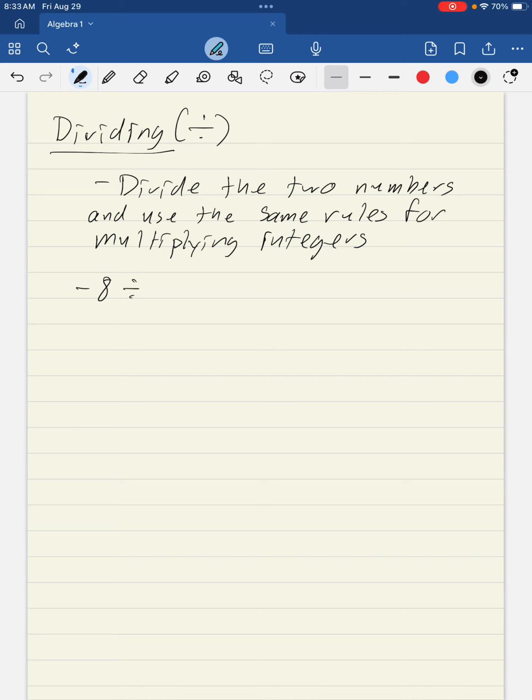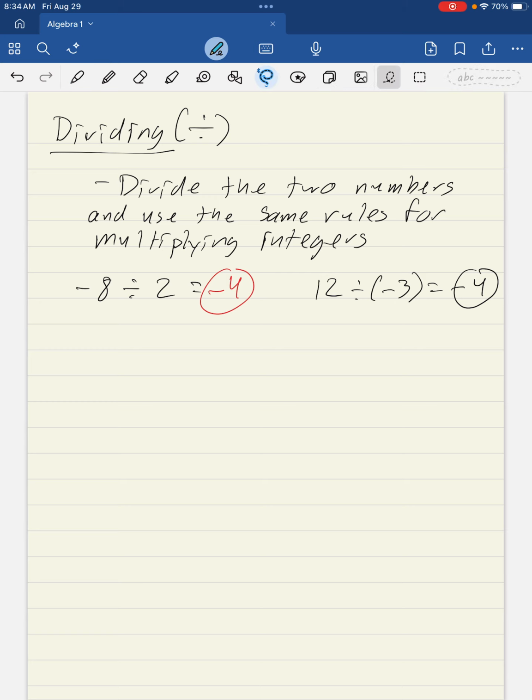8 divided by 2 is 4. We have one negative, so the answer is negative. You're done. That's it. And another one. Let's go 12 divided by negative 3. And the answer there is another negative 4. Again, 12 divided by 3 is 4. One of these guys is negative, so your answer is going to be negative.